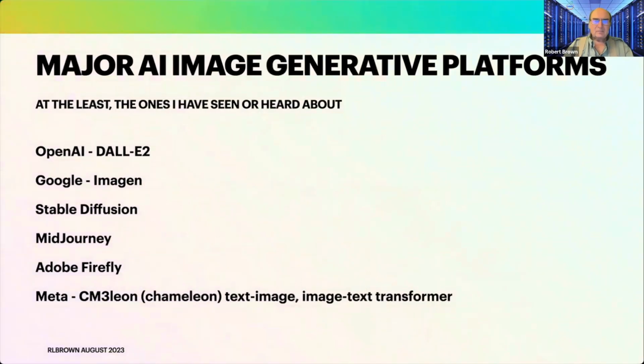So here are the major generative platforms for images, at least the ones that I've seen or heard about. And I've already listed them. A couple that I didn't: Google has Imagen, and Meta has Chameleon, which is a text-to-image and image-to-text transformer. So it'll be interesting to see how those work in the near future.